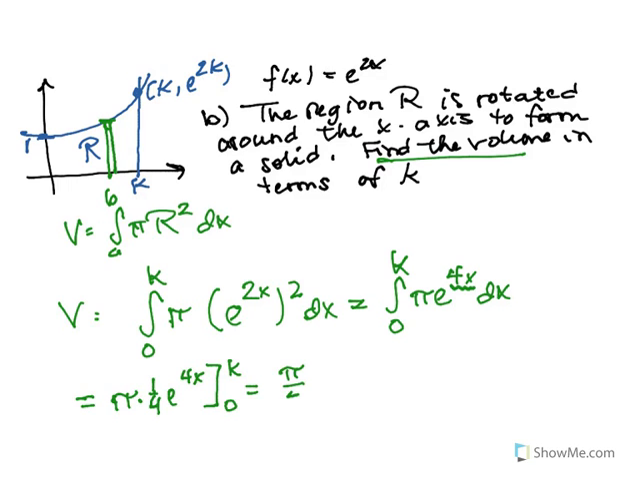So the pi times 1/4, I'm just going to make that pi over 4, e to the 4k minus pi over 4, e to the 0. And of course e to the 0 is just 1, so we have pi over 4 e to the 4k minus pi over 4. And that would be the volume of the region in terms of k.